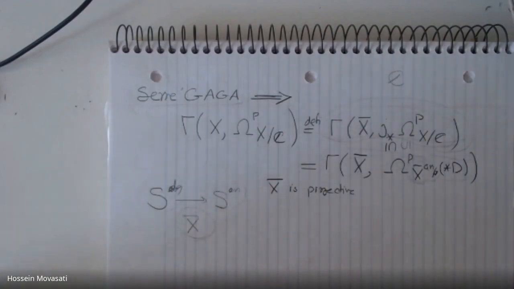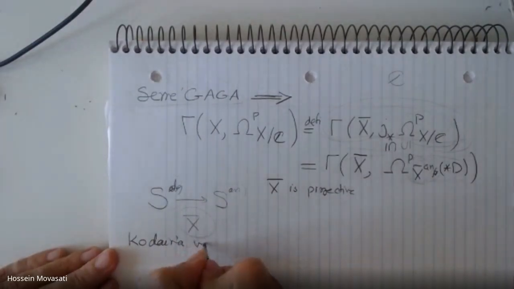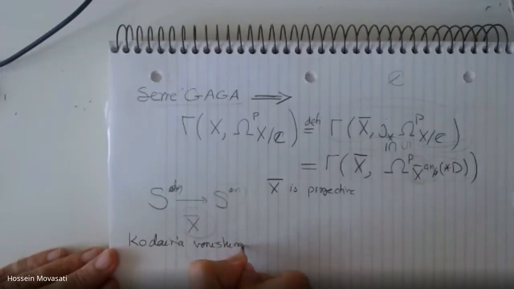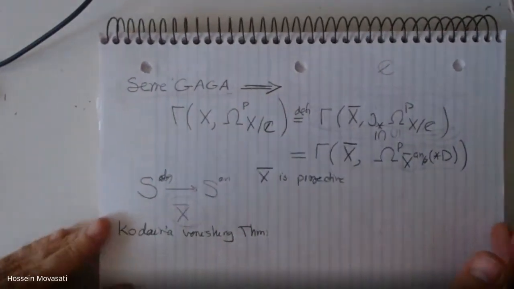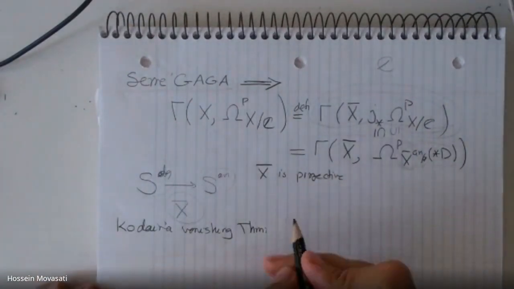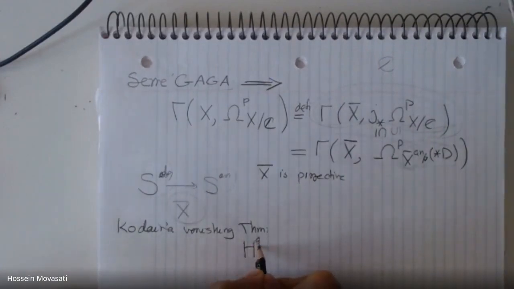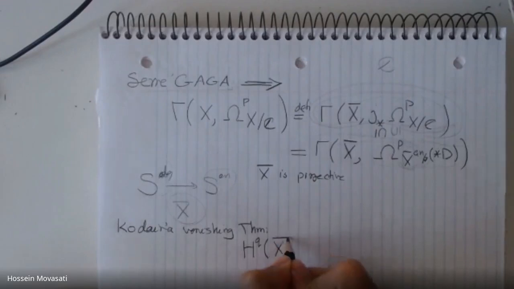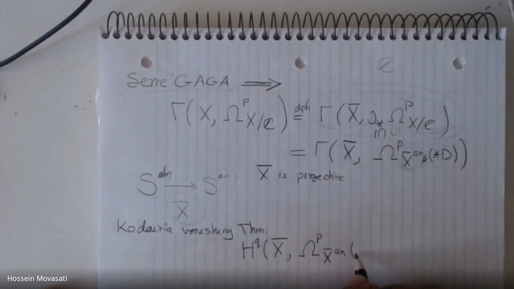That's Kodaira's vanishing theorem. And the Kodaira vanishing theorem, let me just write down in our context. All these cohomologies of Omega p on X bar, and from now on, just forget the Zariski topology. We are just working with the usual cohomology.